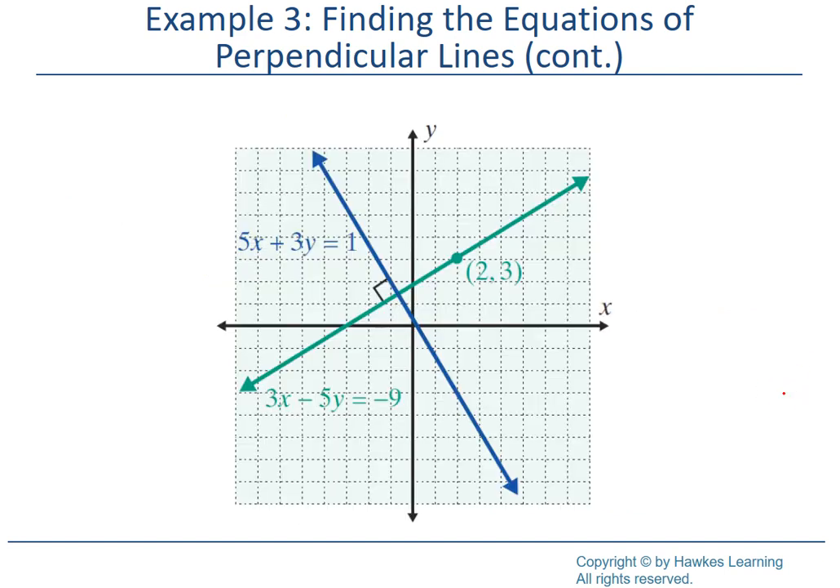And when we graph it, this is what it would look like. Notice the green line was this positive slope, and the blue line is the negative slope. So this is the first one we had, and then this is the line that is perpendicular. It forms a right angle there.